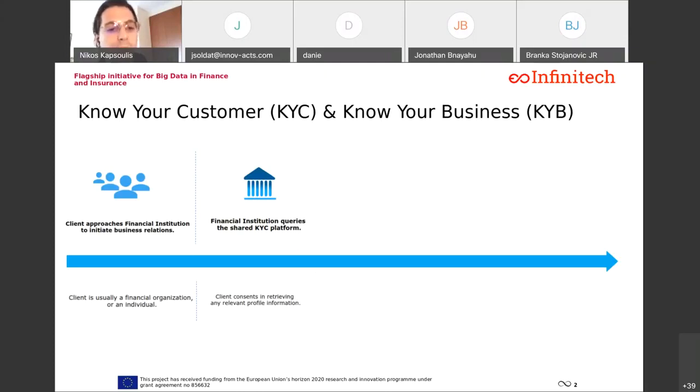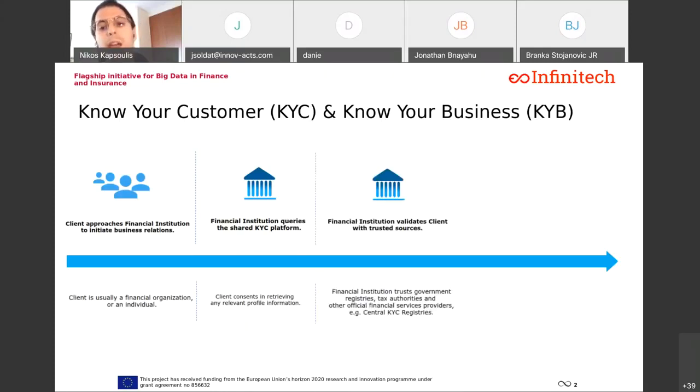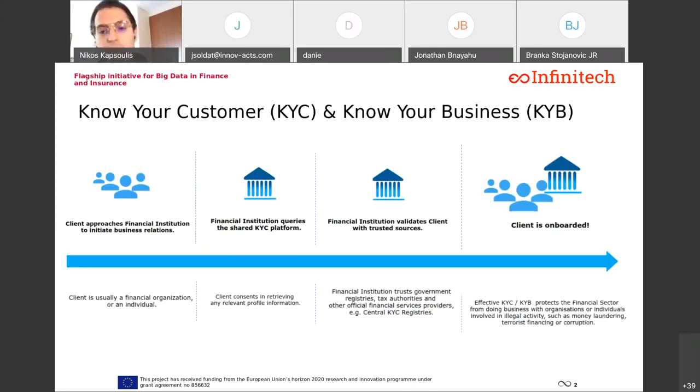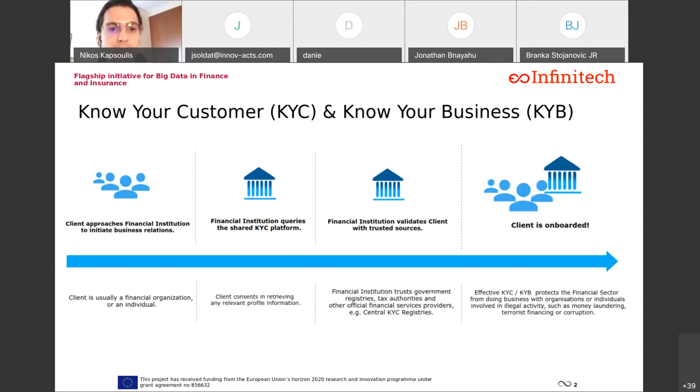And after the institution queries the shared KYC platform, they validate the identity of the client after they match with trusted sources. They match their data. So the onboarding process is completed, and the client is onboarded on the institution, which means they have submitted their KYC data. Why do we need KYC, KYB compliance?